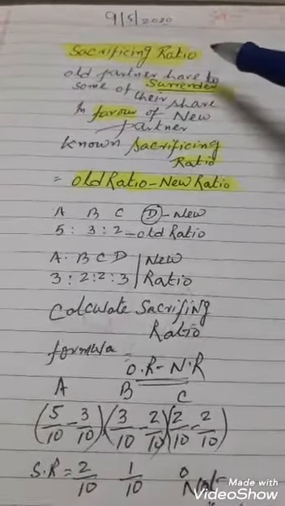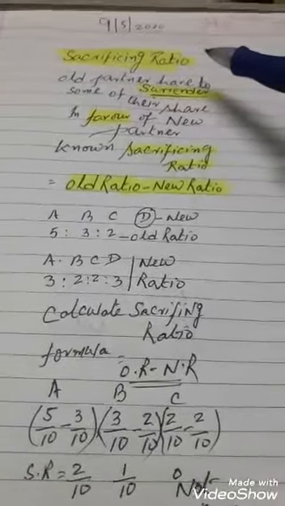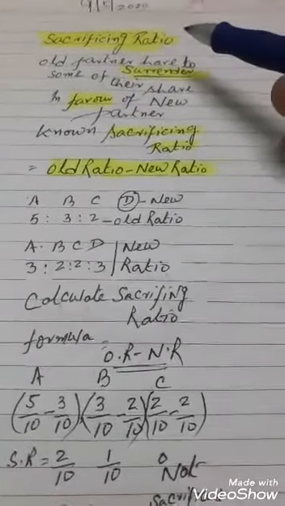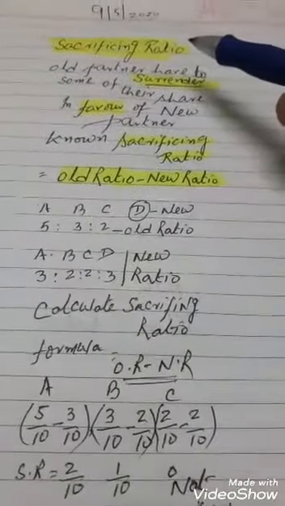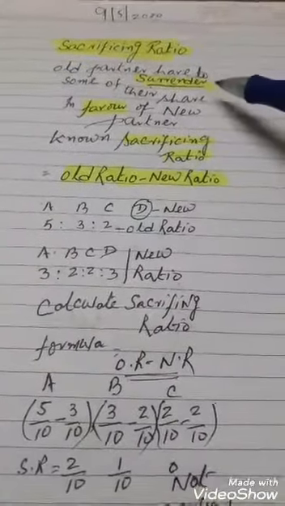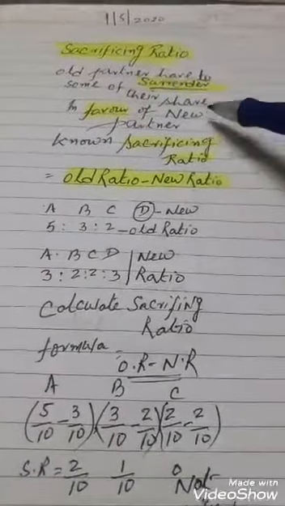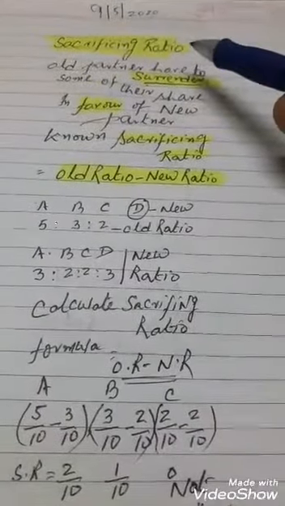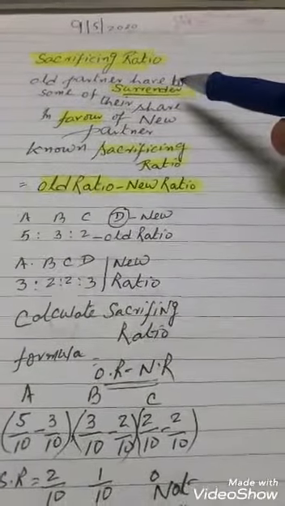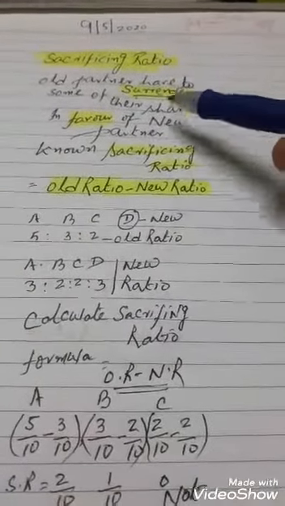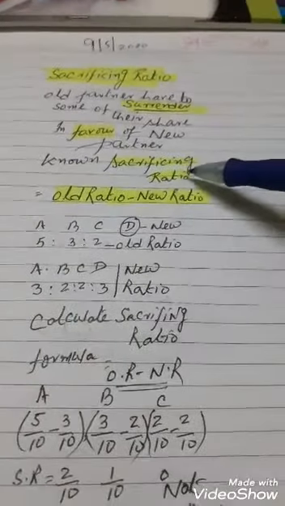Whenever a new partner enters into a partnership firm, he wants a certain share, and that certain share is given by the old partners. The share surrendered by the old partner in favor of the new partner is known as sacrificing ratio. When the old partner surrenders some share in favor of the new partner, that is known as sacrificing ratio.